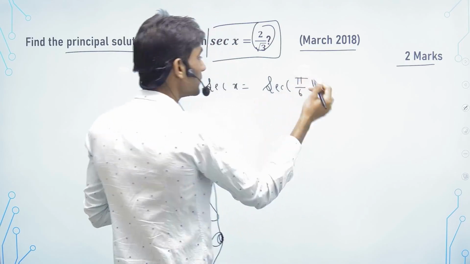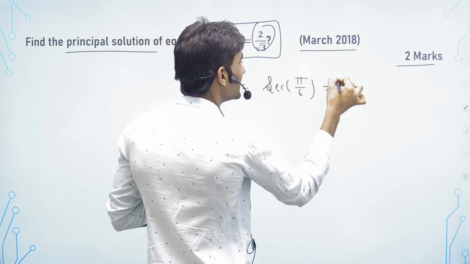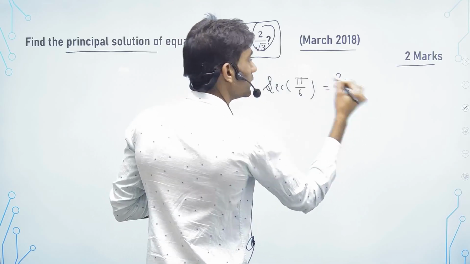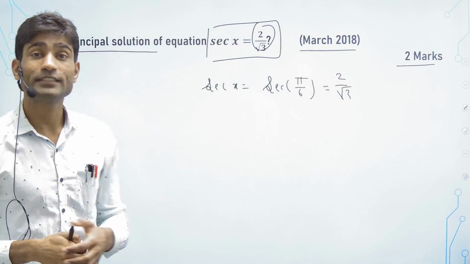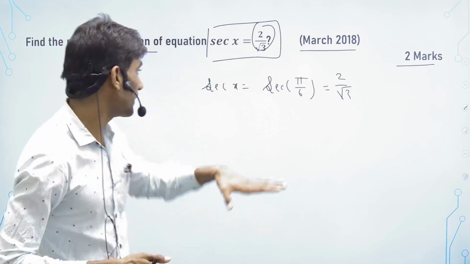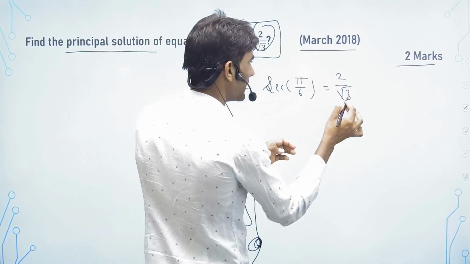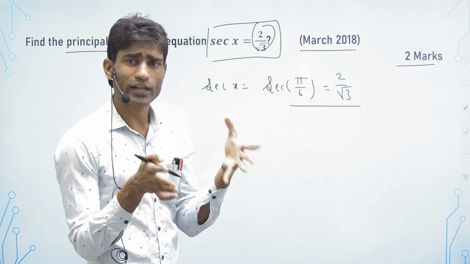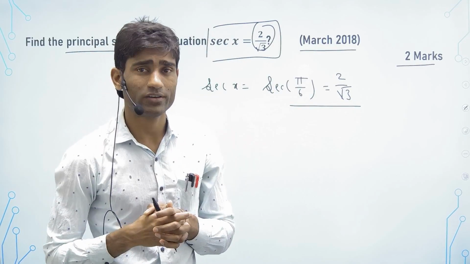When we take x as pi by 6, we will get the sec of pi by 6 as 2 by root 3. Okay, so we got the value for sec of pi by 6, which is 2 by root 3. Now I hope you all have understood how it is coming. These all are the values from the table of trigonometric ratios.